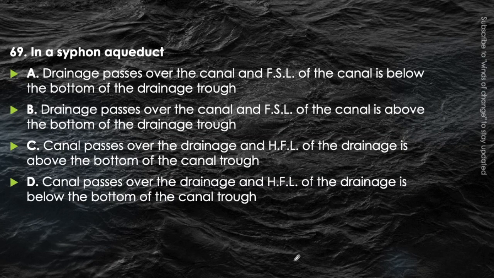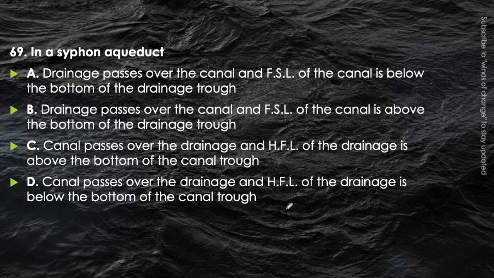Next question. In a siphon aqueduct, drainage passes over the canal and full supply level of the canal is below the bottom of the drainage trough. Think about it, siphon aqueduct case. Or the drainage passes over the canal and FSL of the canal is above the bottom of the drainage trough, or canal passes over drainage and HFL of the drainage is above the bottom of the canal trough, or canal passes over the drainage and HFL of the drainage is below the bottom of the canal trough. Just think about it.